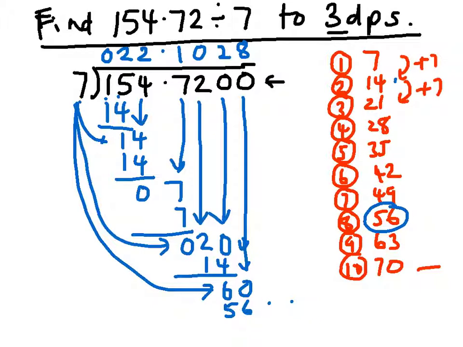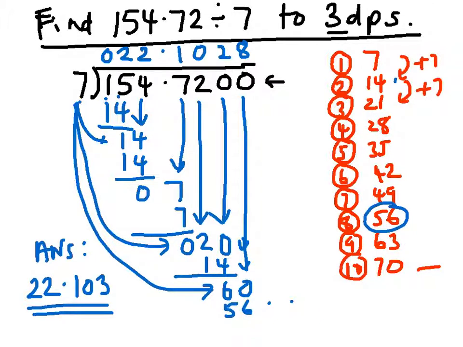We've got our 4 decimal places, and this enables us to round to 3 decimal places. If we cover up the last decimal place, we'd think the answer might be 22.102, but because that 4th decimal place is an 8, we're going to round the 2 up to a 3. And there we go, the answer is 22.103.